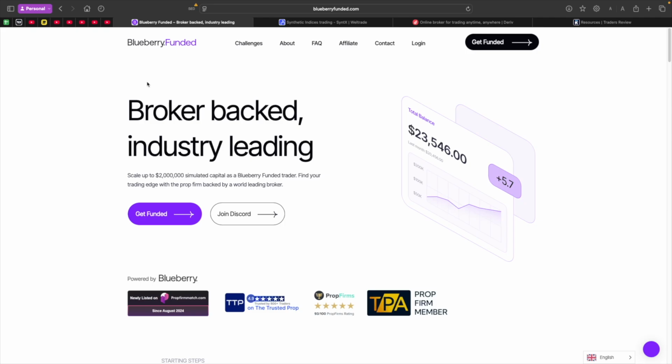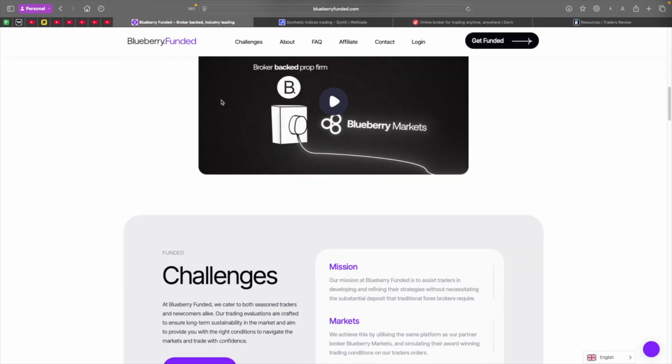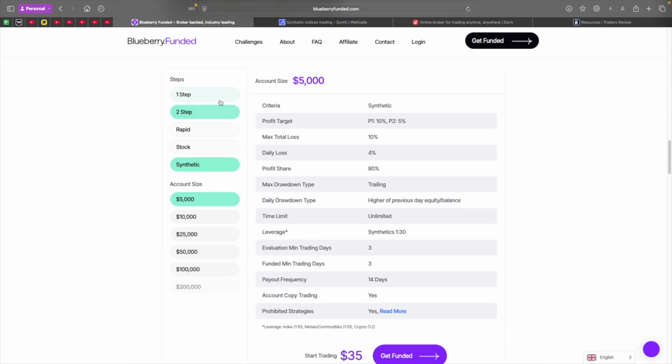And we are going to talk a little bit about Blueberry Funded as well. It's a broker-backed prop firm. It's the first prop firm that I know of that does synthetic trading on prop firm accounts. Just bear in mind, like I said previously in the video, it does not look like Boom and Crash like the Deriv. It looks like the normal Forex market. So here are the challenges: 1-step, 2-step, Rapid, Stocks or Synthetics.